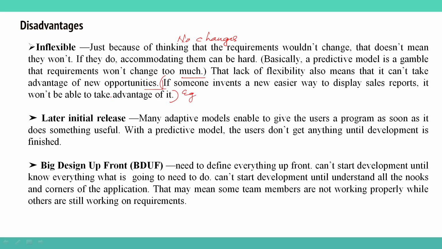Then the initial release. The product will first come out only when it is completely finished. A product comes out only when it is completely finished, so there are no intermediate releases. Big upfront design: we have to do everything first. Need to define everything upfront in the beginning itself. Upfront means in the beginning. You have to do it in the beginning. Cannot start development until you know everything that needs to go in.